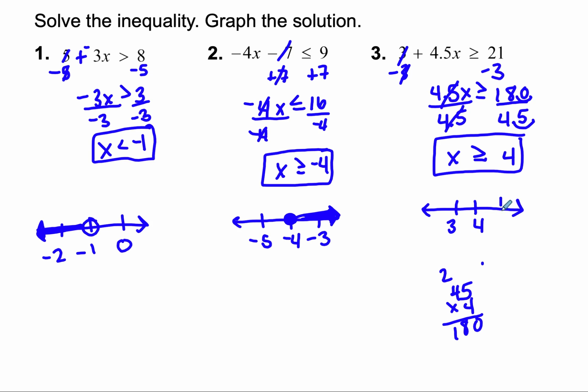3, 4, 5 on my number line. Closed circle on the 4 because x could equal 4. And then shaded to the right. That's because x needs to be greater than 4. If I put in 5 for x, that would be true. 5 is greater than or equal to 4.